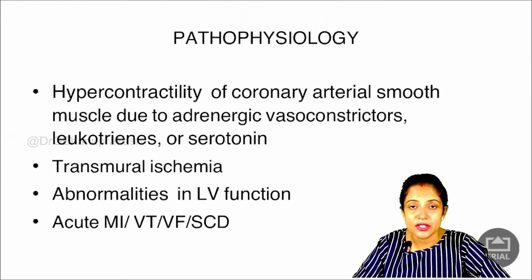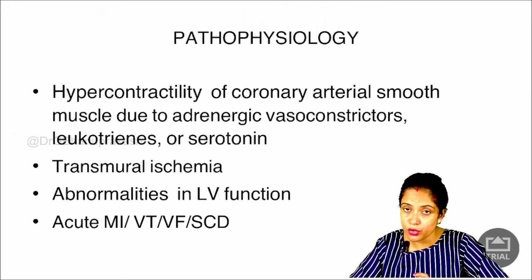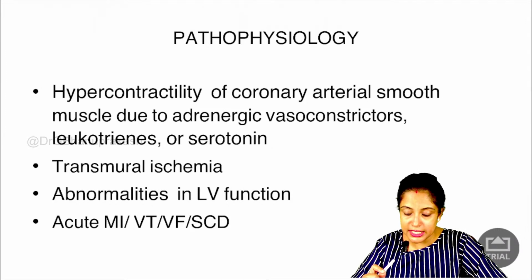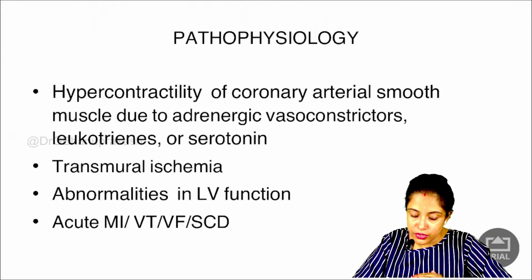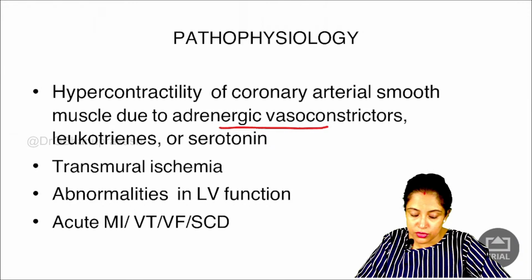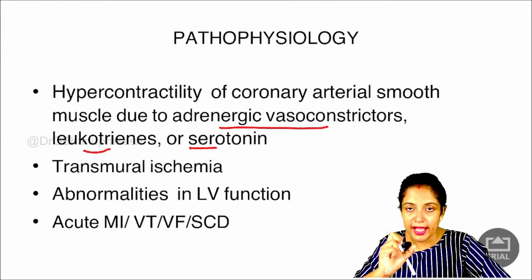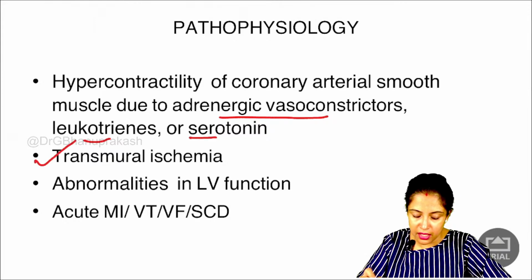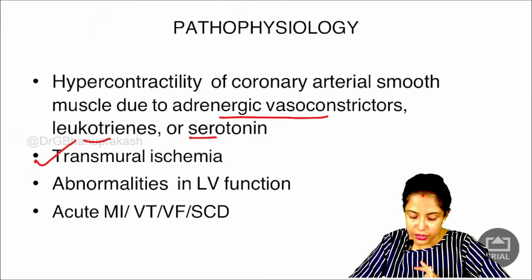So why does it happen? It happens because of increased contractility of coronary smooth muscle. In the vascular wall there is smooth muscle, and increased contractility of the smooth muscle in response to certain stimulators, like adrenergic vasoconstrictors or serotonin, results in spasm leading to Prinzmetal angina. There is transmural ischemia, and because of ischemia there will be abnormal LV function, left ventricle function.